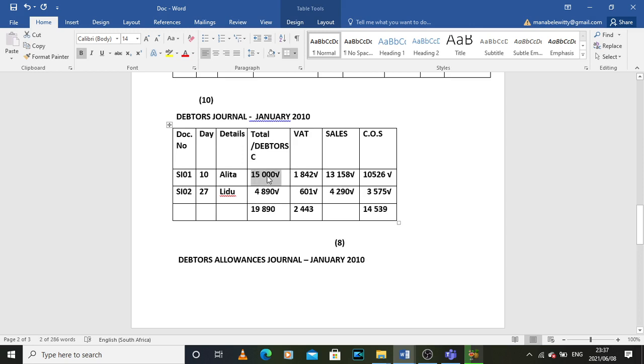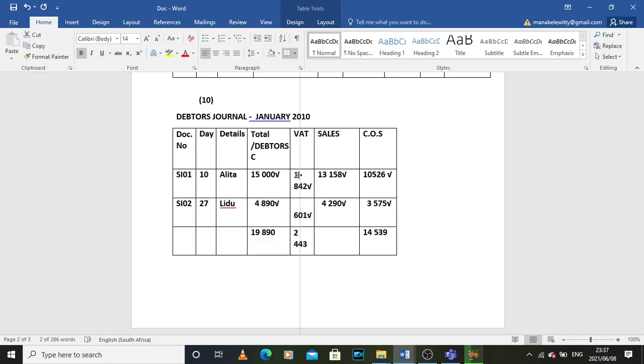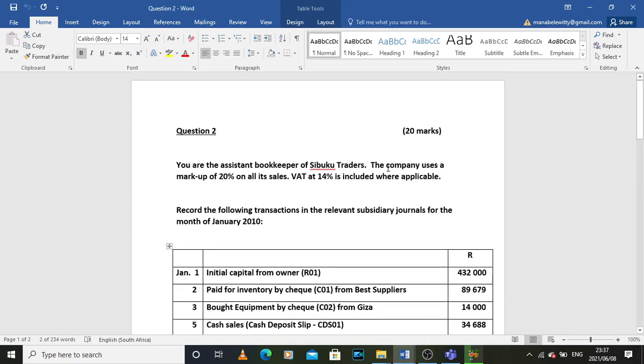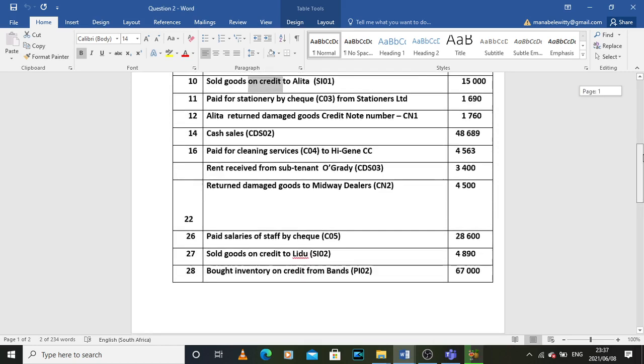You divide this amount by 1,14, you will get your sales amount. You multiply by 14, you divide by 114, you will get your VAT amount. Or 15,000 minus the 13, you will get your VAT amount. Each and every time, cost of sales, I always tell you, is calculated from your selling price. From your selling price, not from your total or your VAT. From your selling price, 80% of this amount is your 10,526. 80% comes from where? From the markup question. Since they told us that it's 20% on selling price, always we're going to use 80% when calculating cost of sales.